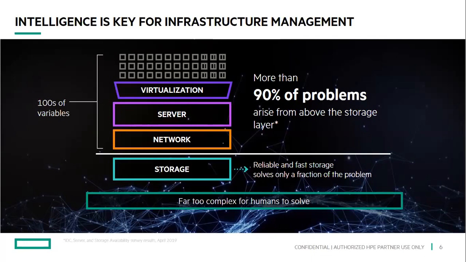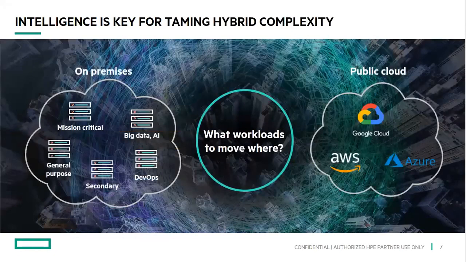It is too complex a thing for a human to handle. So instead of spending hours and hours coordinating with specific vendors, whether it could be Oracle, a virtualization vendor, or some other application vendor, we actually rely on artificial intelligence for that. We say that intelligence is the key for taming your hybrid IT complexity.